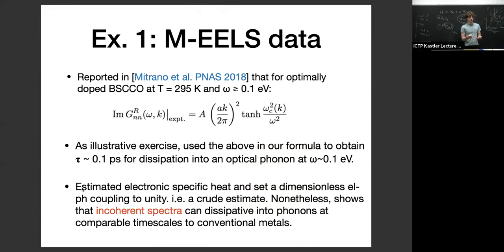So it has to be a precision tool. You actually need to know what the phonon dispersion is, and really know what the answer is, if you want to use this formula as a diagnostic. So a first lesson, maybe not surprising, is that incoherent spectra can dissipate into phonons at timescales comparable to conventional metals, which is bad if you want the phonons not to do anything in the cuprates.